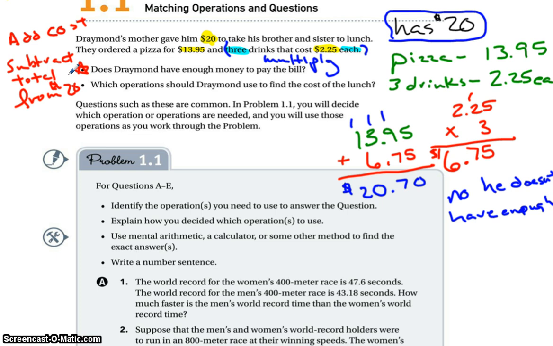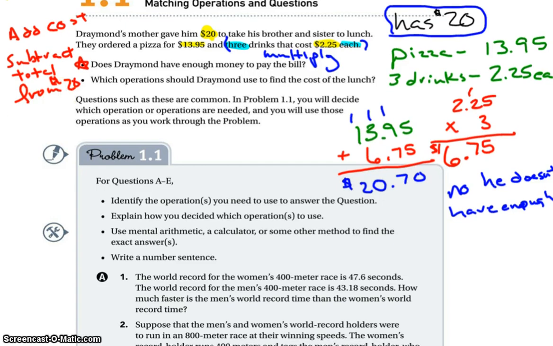And even though we didn't really subtract, we know that we can't because I can see that I only have 20 and I need $20.70. So that's one way. All right, so let's try another one.